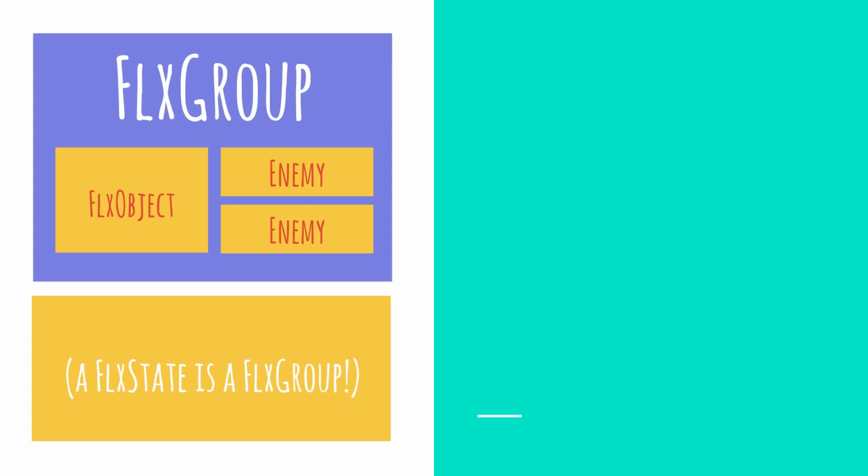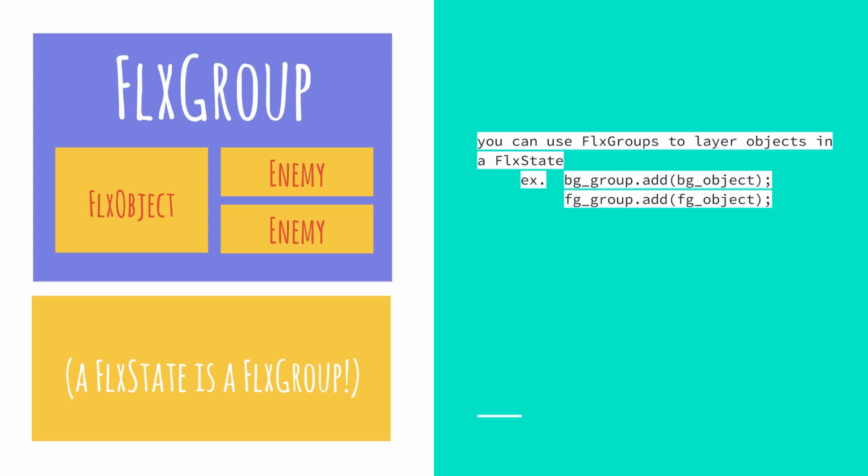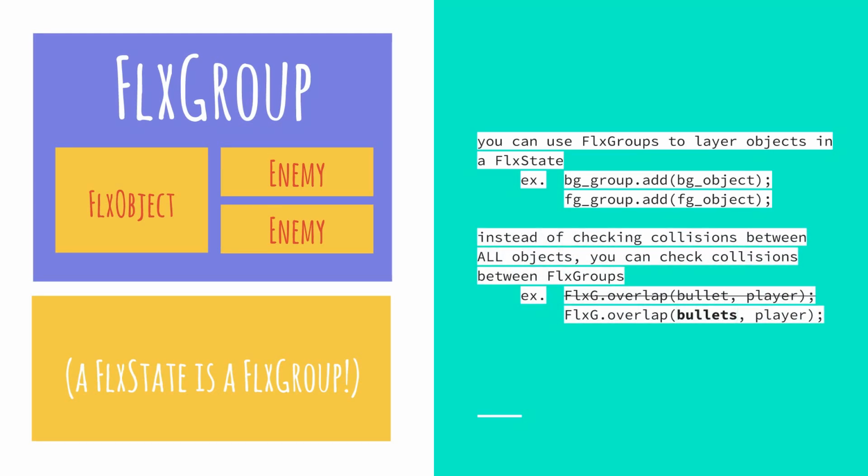There are tons of utilities for Flix Groups. For instance, you could use them to layer objects in a Flix state. It also makes checking for collisions and overlaps much more simple. For instance, if you were checking to see if the enemy's bullets are overlapping the player, instead of typing out FlxG.overlap for every bullet, you could just check for overlaps between a group of bullets and the player.